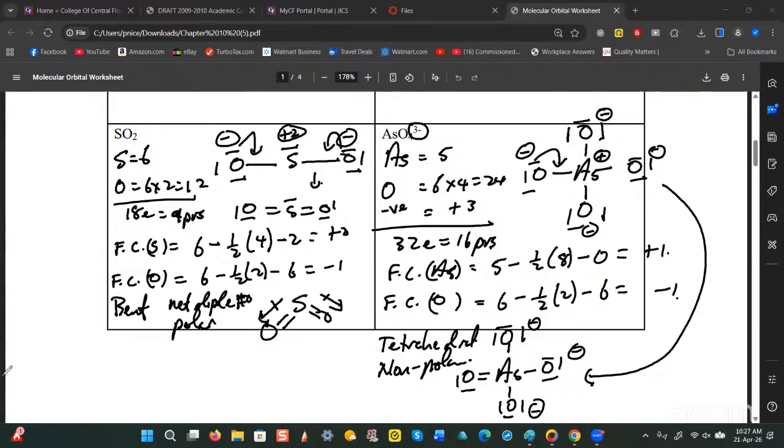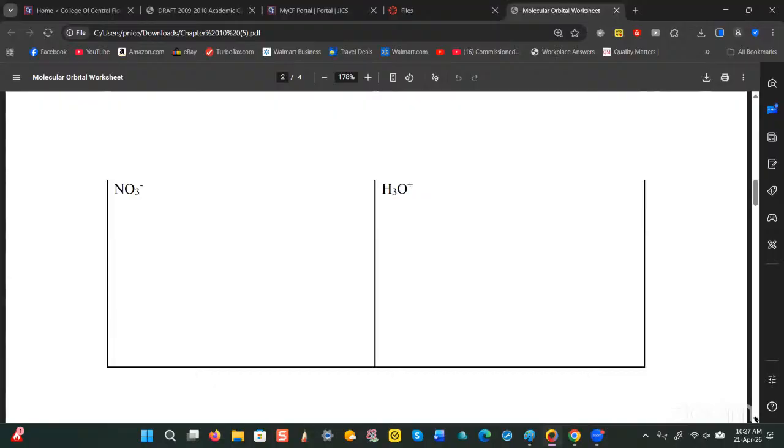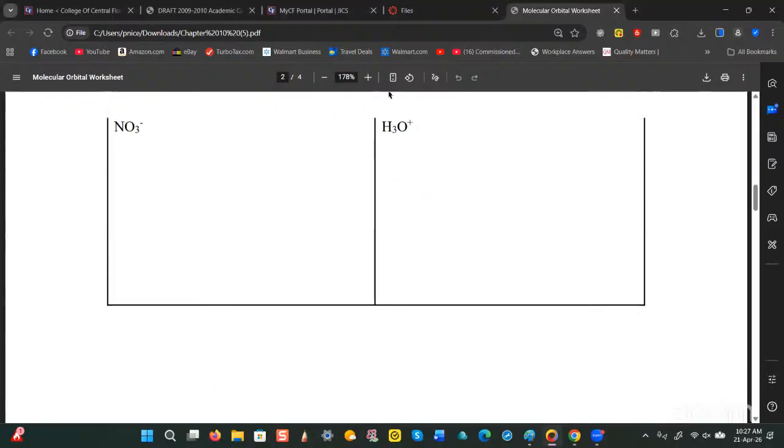Okay, so I think there are 2 more structures. Let me clear this here and scroll down. Okay, NO3 minus, which is the nitrate ion. So tell me what to write down. Do we have to do the hybridization part? Yeah, we're gonna get to that later on. I want to make sure that you understand everything else first.